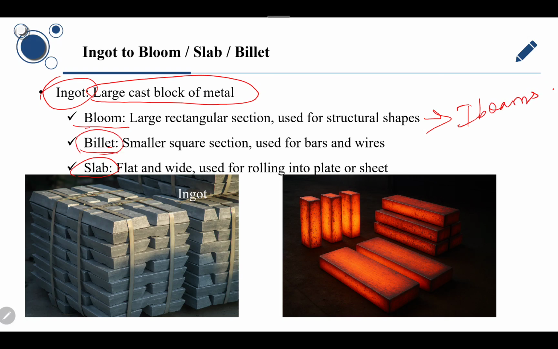Next, billet. Billet is a smaller square section. Billets are primarily used for bars and wires. Next, slab. This form is flat and wide, specifically used for rolling into plate or sheet. This is the billet. This is the bloom.